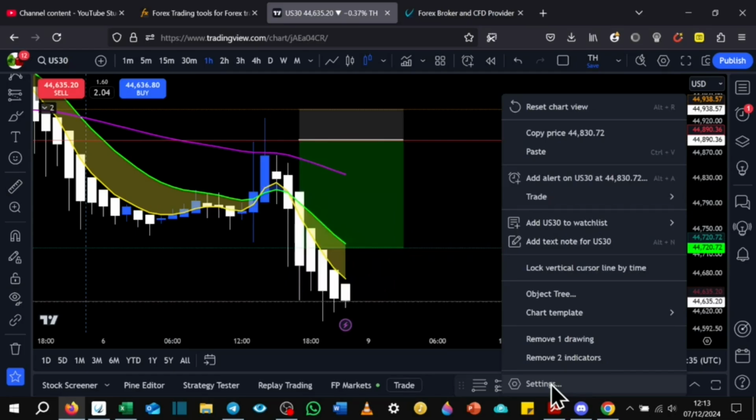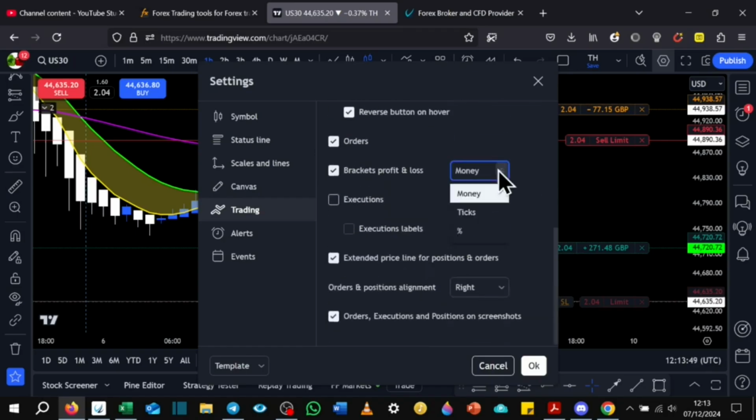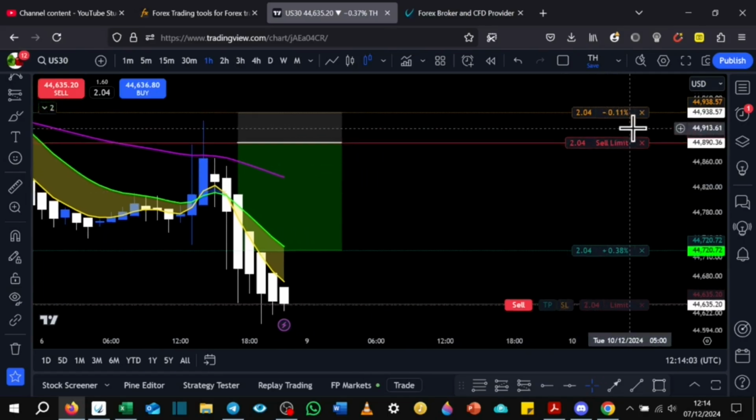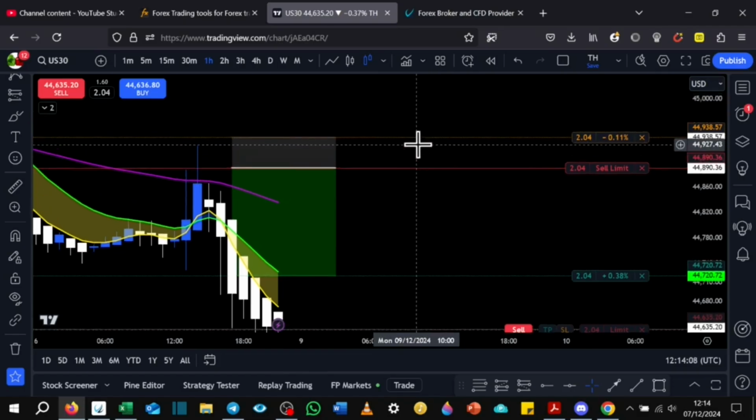What's going on there? Let me go back. Profit and loss is percent. Don't think that's changing. Okay, that's changing there. Okay, yeah, this is what I wanted to show you. So the brackets profit and loss, it's saying there it's 0.11% if it hits our stop loss. But we've put in that it's 1% risk of the account. So it's a bit confusing.